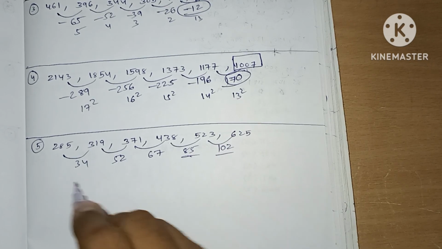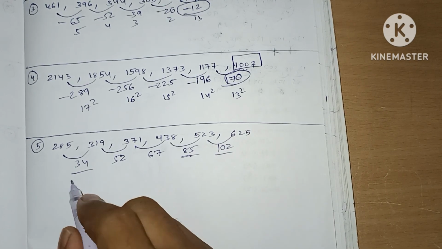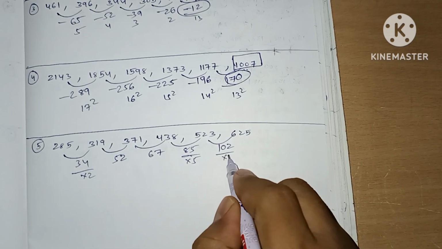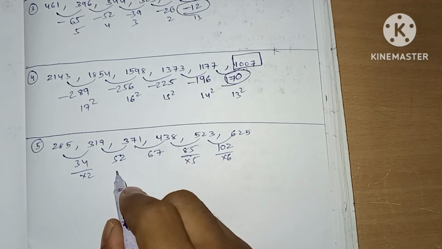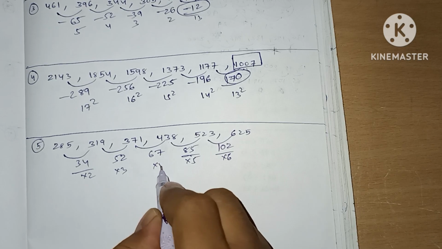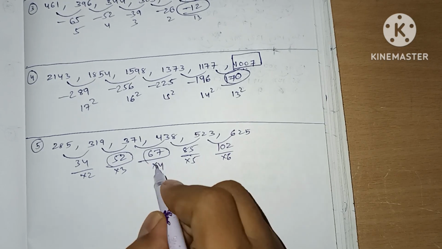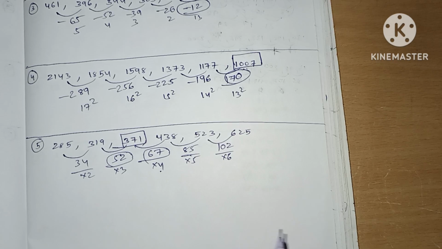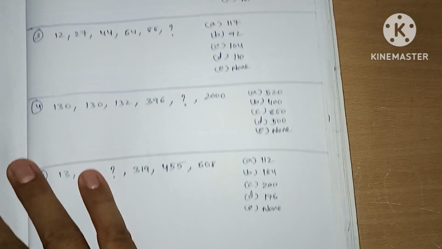I know these numbers are in the 17 table, 17 factors: 17 2 times, 17 5 times, 17 6 times. So this must be 17 3 times and 17 4 times. 17 3 times is 51, 17 4 times is 68. So our wrong number is this one. Next we are going to see missing number series.